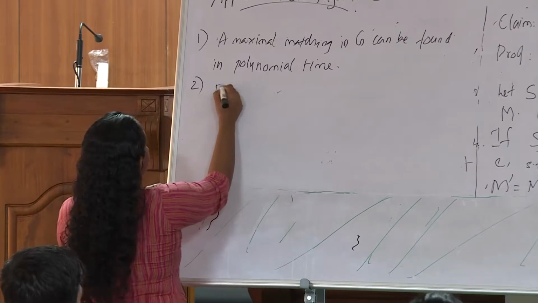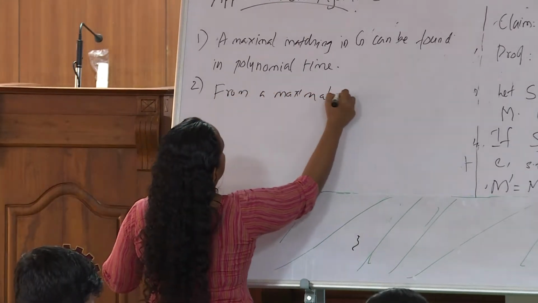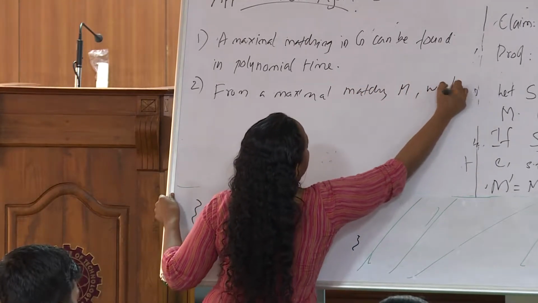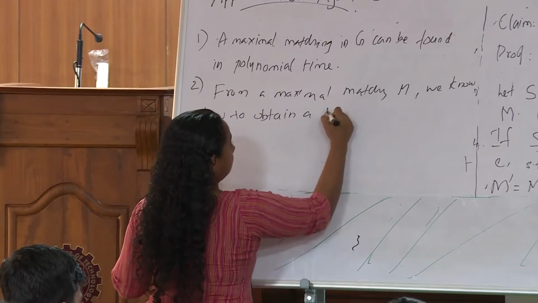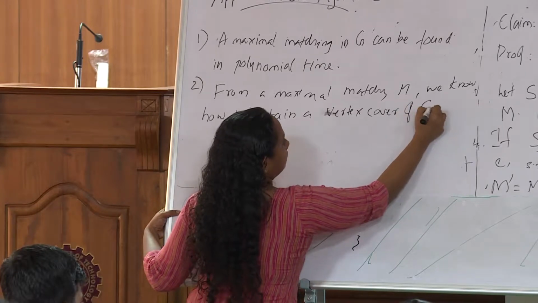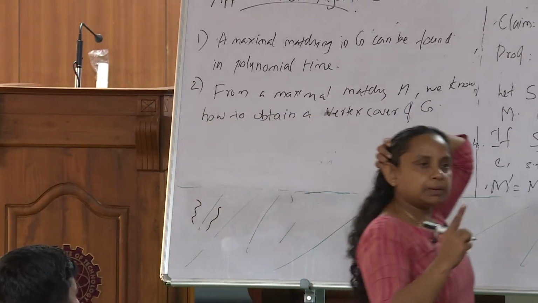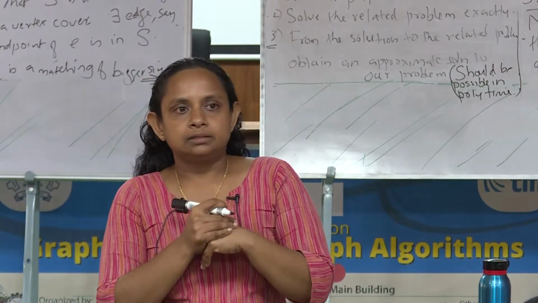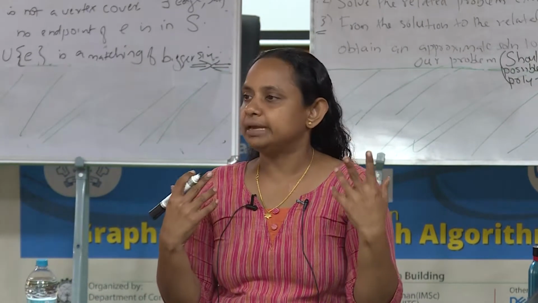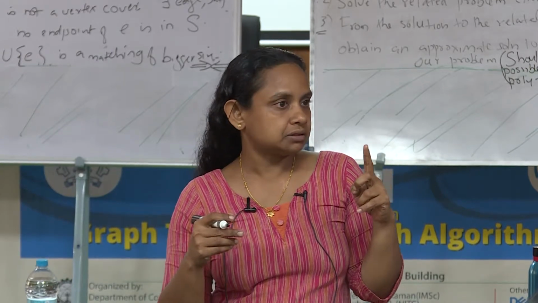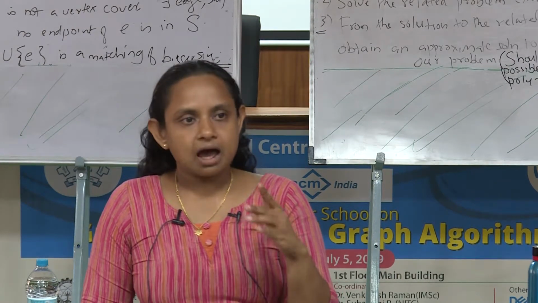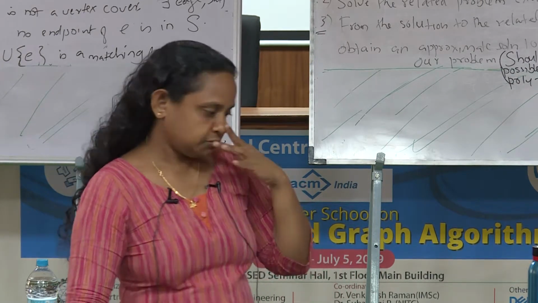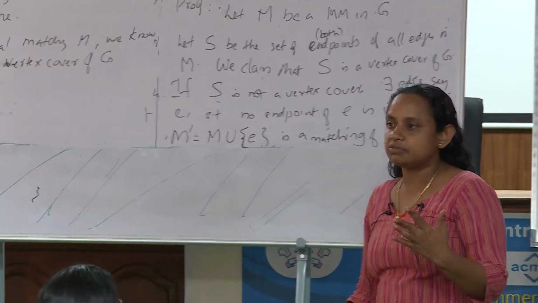Now, from a maximal matching M, we know how to obtain a minimum vertex cover of G, right? Now, okay, from a maximal matching, if you take both endpoints of all the edges, you get a vertex cover. But I need to show that this vertex cover is not bad. That is, it is not too big. Initially, we saw from examples that the maximum matching is at least half the vertex cover, or vertex cover cannot be more than twice the maximum matching. That we saw from examples, right?